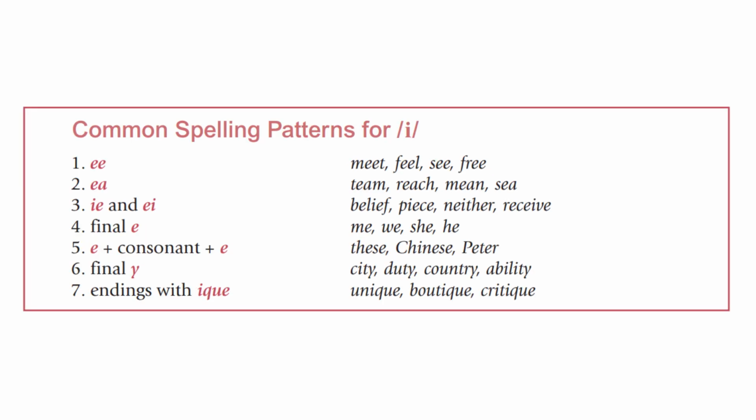The common spelling patterns for this sound are double E as in meet, feel, see, and free, EA as in team, reach, mean, and see, IE or EI as in belief, peace, neither, receive, final E as in me, we, she, he, an E plus a consonant plus an E as in these, Chinese, Peter, final Y as in city, duty, country, ability, and endings with IQUE as in unique, boutique, critique.